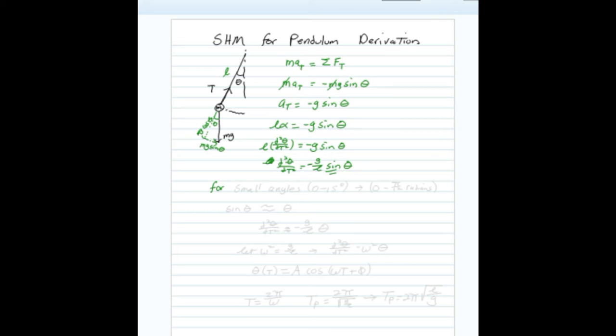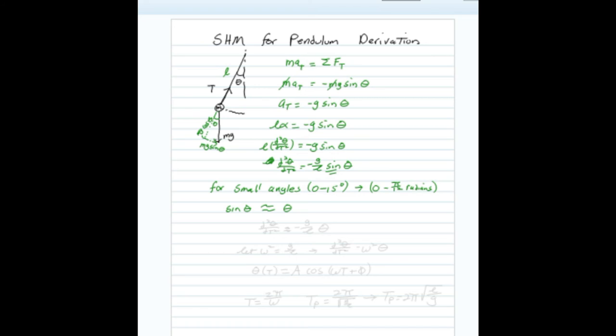For small angles, let's say anywhere between 0 and 15 degrees, something like that. Obviously you could put that into radians. Think about the angles in radians there. That would be anywhere from 0 to pi over 12 radians. Here's an interesting fact. For small angles like that, in radians, the sine of the angle is approximately equal to the angle itself.